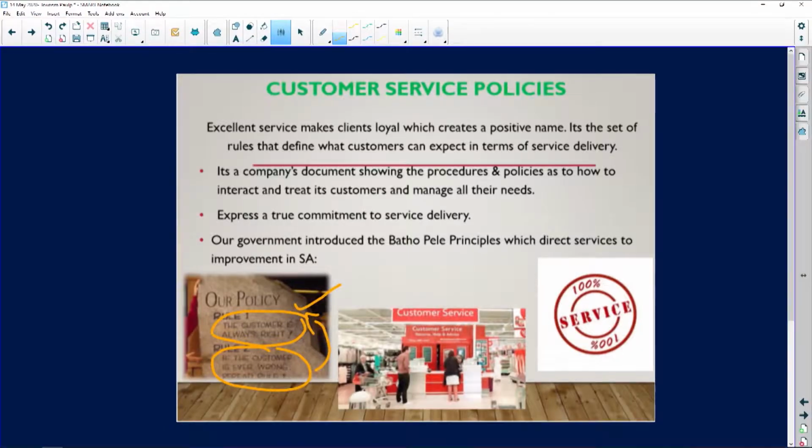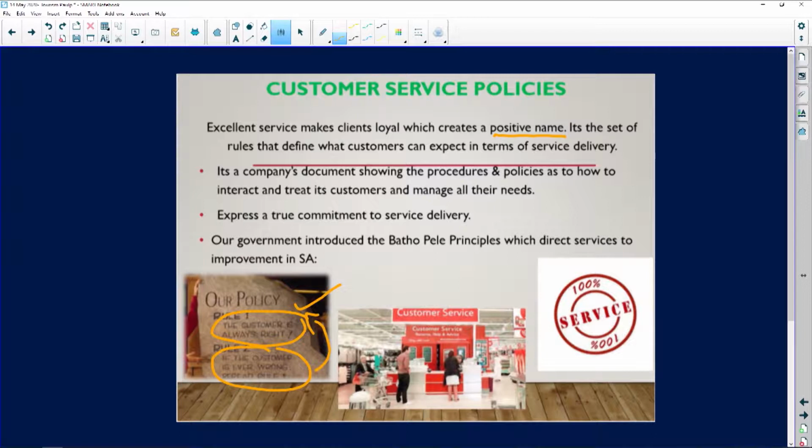Whether you agree with that reason or not is the challenge. That is where you're going to come in as a company and try to satisfy them so that they will come back. And here's where it comes in, that positive word of mouth that will be communicated to others. All right. So excellent service makes clients loyal, which creates a positive name. Again, this is linked to corporate professional image.